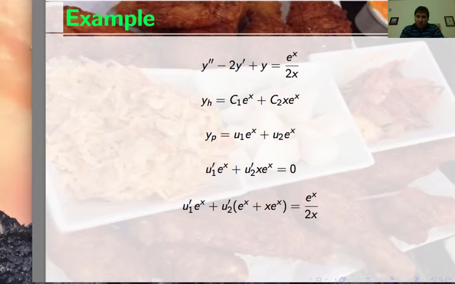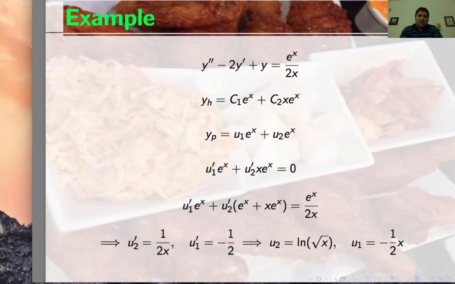So you do some algebra on this. I think what I did here is I took the second equation and I subtracted the first equation. And if you do that, you get a lot of cancellation, right? The u1 prime e to the x cancels, the u2 prime x e to the x cancels. So you're just left with u2 prime e to the x equals e to the x over 2x. And if you do a little algebra on that, you'll see that u2 prime has to be 1 over 2x.